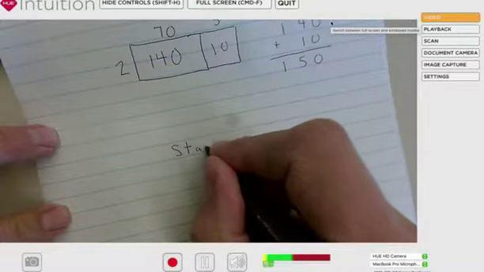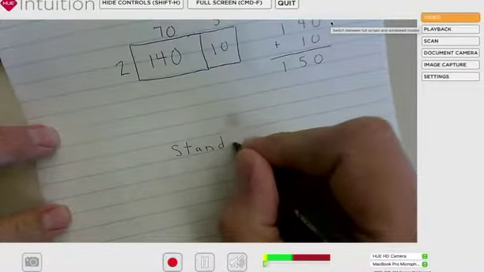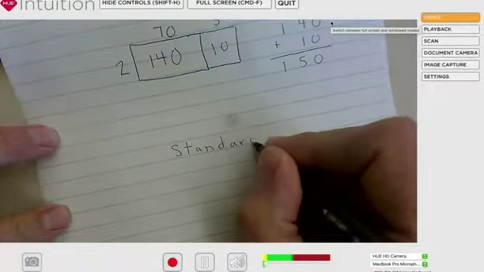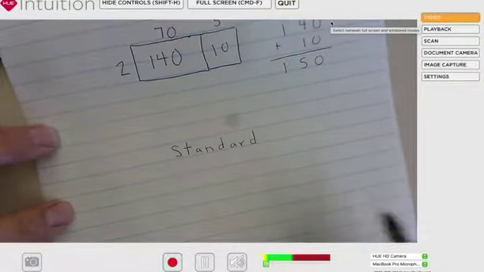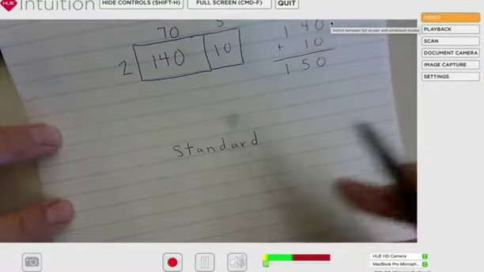S-T-A-N-D-A-R-D. And we're just going to write the word standard. I mean, it is called standard algorithm, but I'm not going to go there. Just going to have you write the word standard because this is this. So here's what we're going to do.